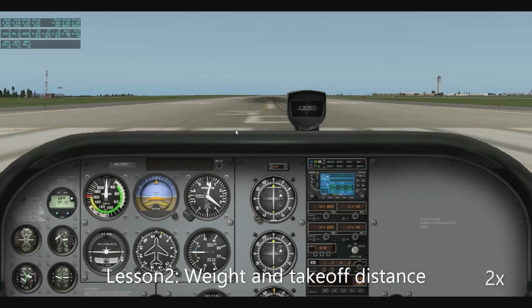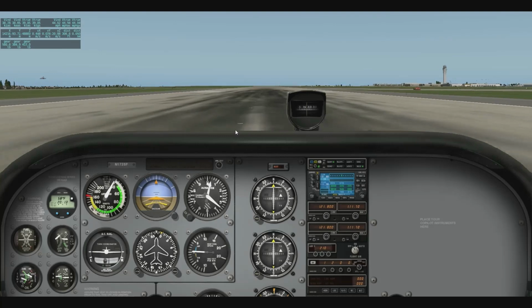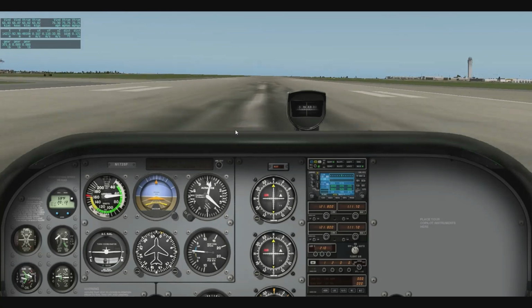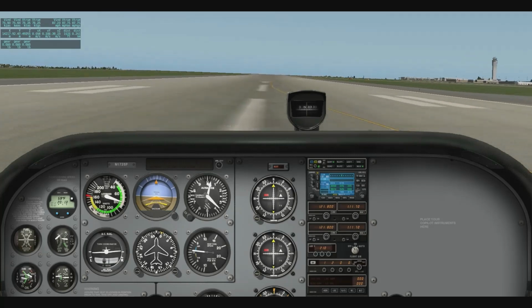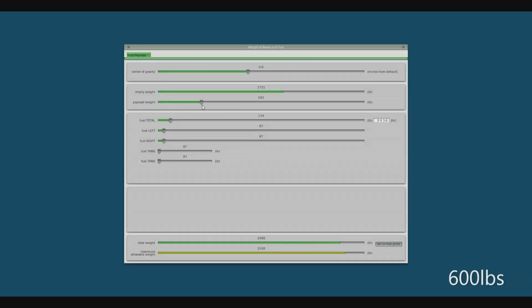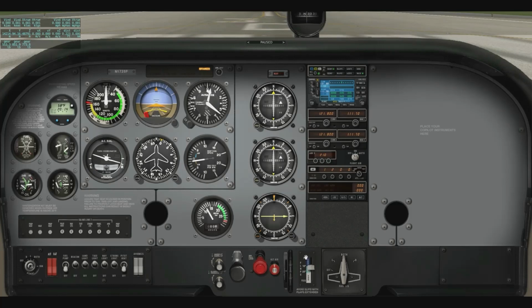Now I will look into the aircraft's relationship between payload, takeoff distance, and takeoff speed. The first takeoff is with a payload of 296 pounds, and we can see that the takeoff speed is 75 knots, the takeoff distance is 1500 feet, and the second takeoff will be with 600 pounds.